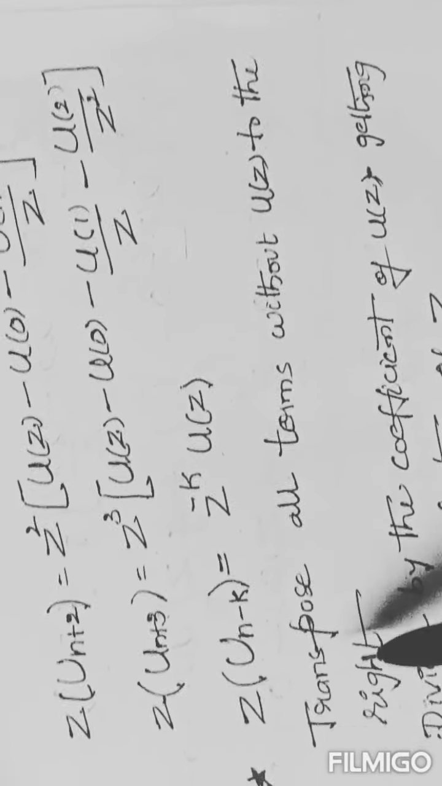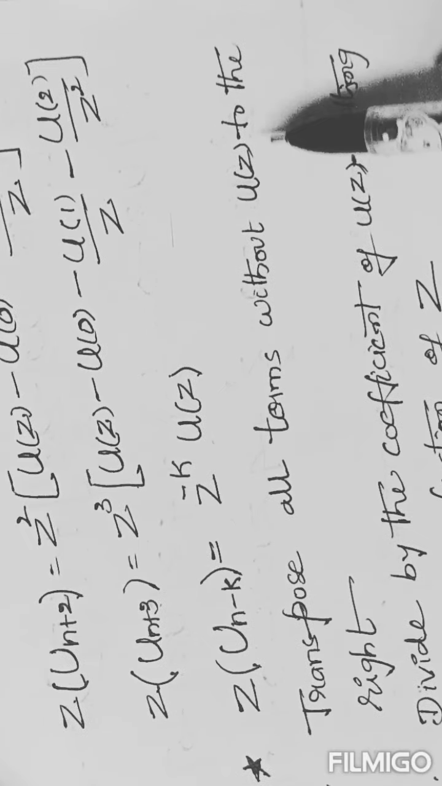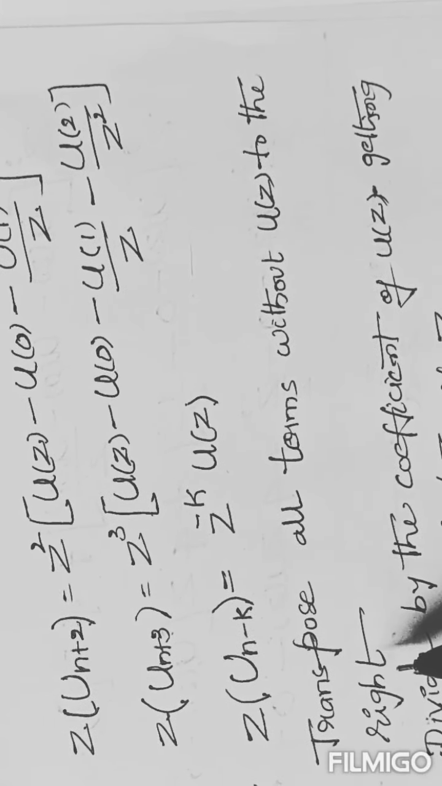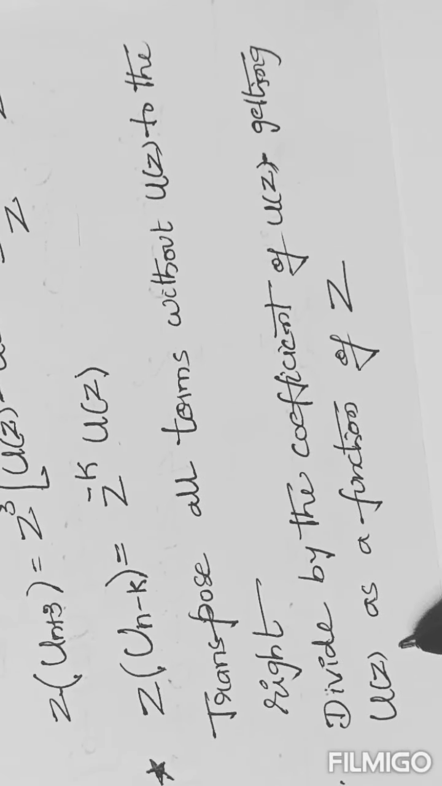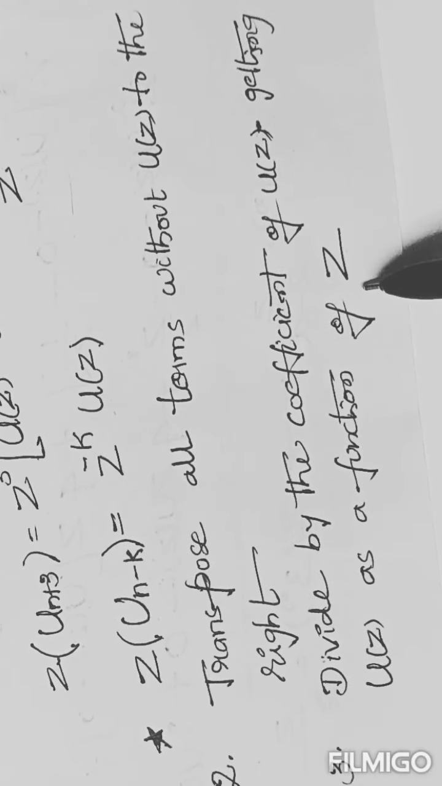After that, the next point is to transpose all terms without U(z) to the right. Now we have to transfer all terms except U(z) to the right side, and then divide by the coefficient of U(z), getting U(z) as a function of z.